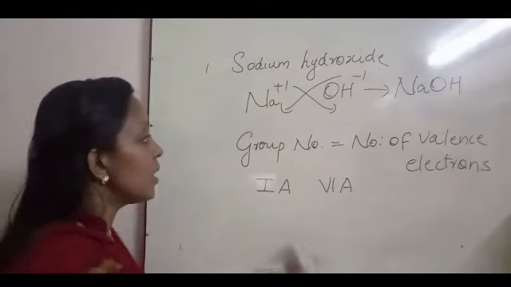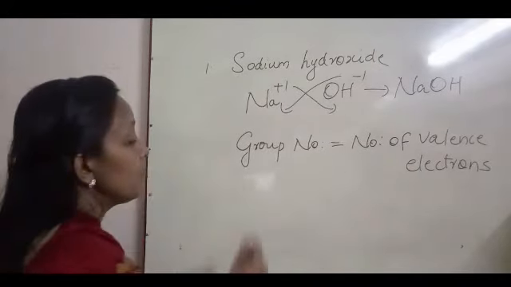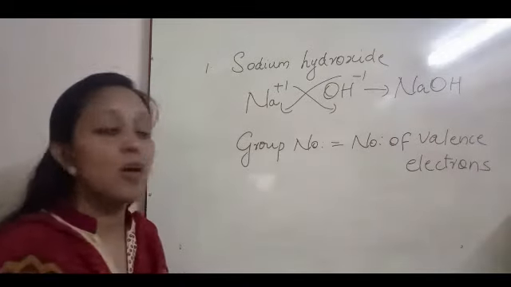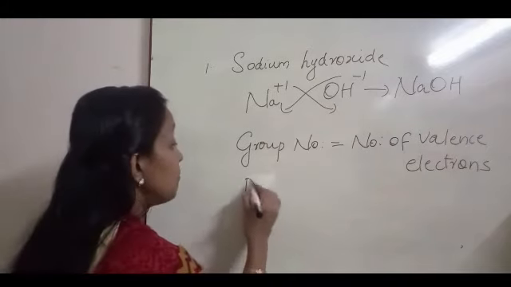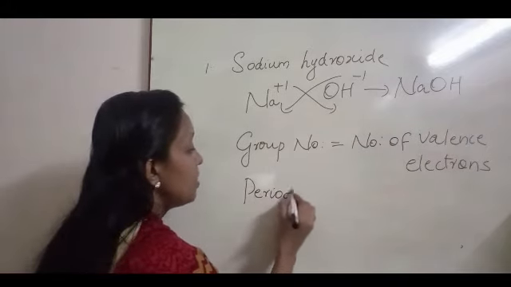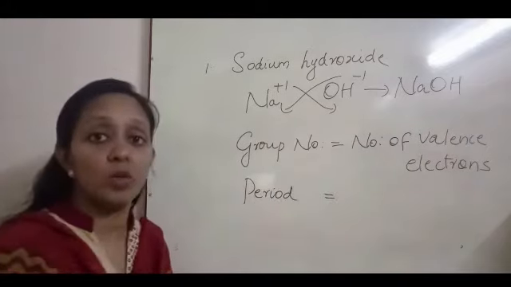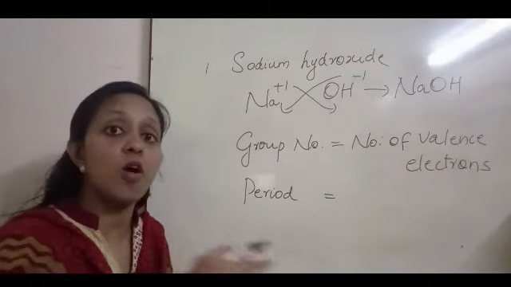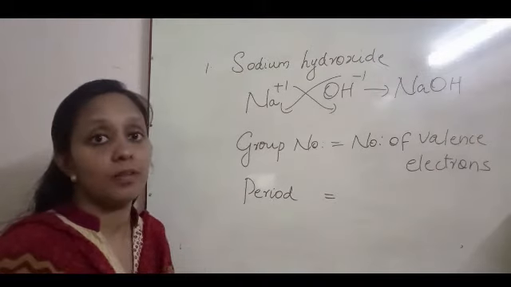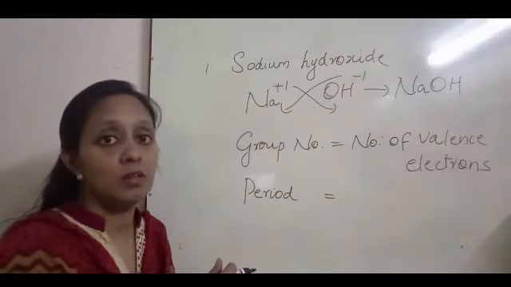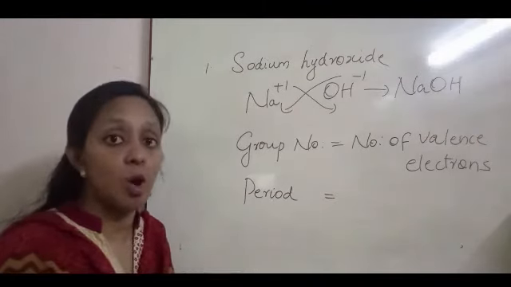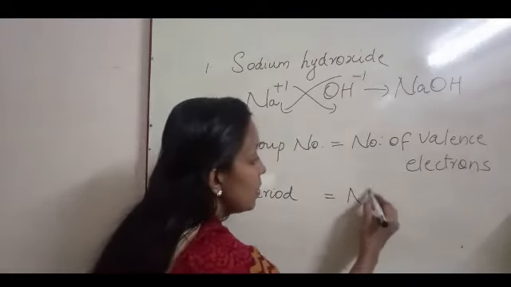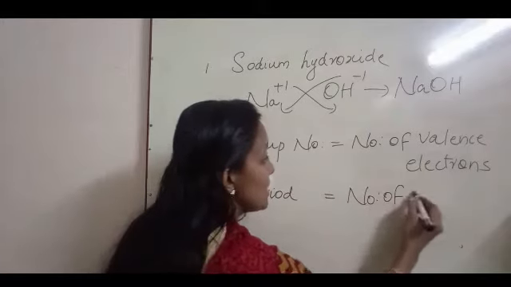Okay children, now what is the next relation? Group number will be equal to the number of valence electrons, and period number... I told you in a periodic table we do have vertical columns called groups and horizontal rows called periods. So to which period does the particular element belong? That will be equal to the number of shells.